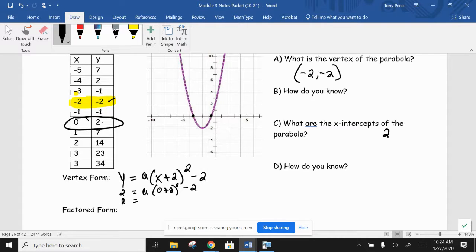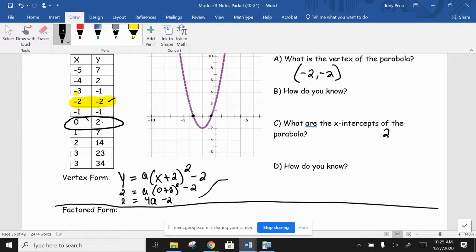So we then get 2 is equal to 2 squared is a 4. So we get 4a minus a 2. So I'm just going to rewrite this over here so you have a little room to operate. We'll add 2 to both sides. And we get 4 equals 4a. And what we get is our a is equal to a 1. All of these have a values of 1 right now. We're not trying to get too tricky with this. So we can now go to that. And we know this has to be 1.